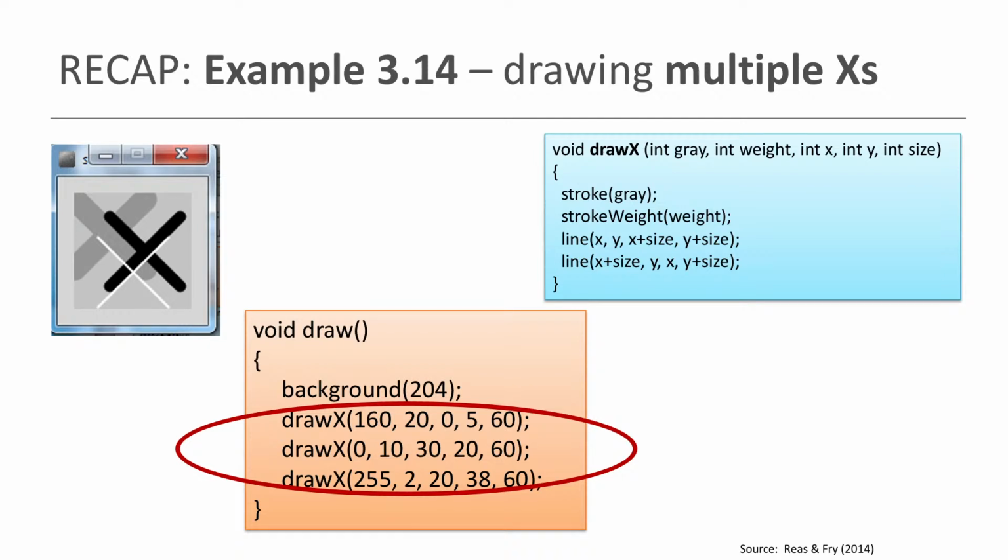That was to draw a single X, and then the example that we finished on was drawing 3 X's. So you have a thick grey one, a medium black one, and a thin white one, and they're in different positions, and this is how we would call it.